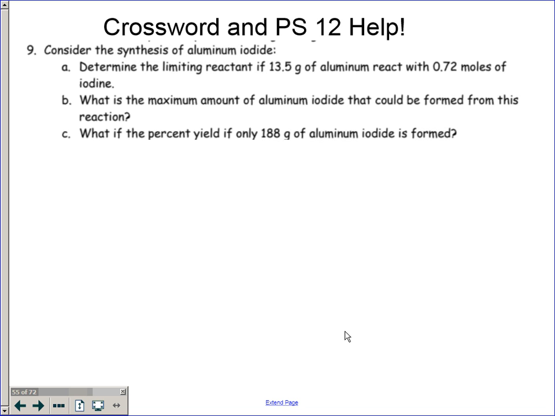Alright, I was taking a quick survey. Who's already done number 9 on problem set 12? Alright, a couple of you guys keep working. I'm going to approach number 9 right now. If you need some help with number 9, I'm starting from the bottom, then we're coming here. Okay?